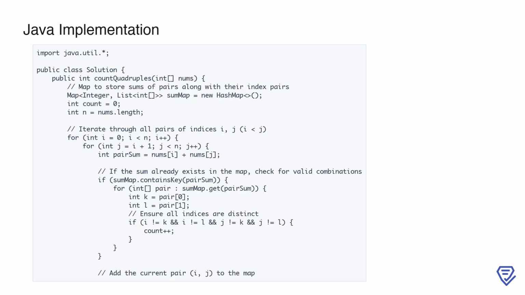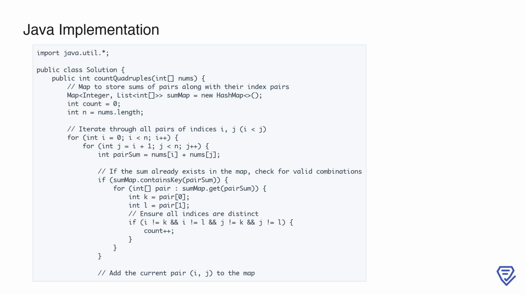Here, we begin by importing the necessary Java utilities and defining our solution class with the method countQuadruples. This method takes an array of integers, nums, as input and returns the count of valid quadruples. To solve the problem efficiently, we utilize a hash map called sumMap, which stores the sums of pairs of numbers as keys and their corresponding index pairs as values. We also initialize a variable, count, to keep track of the number of valid quadruples, and determine the length of the input array, n.